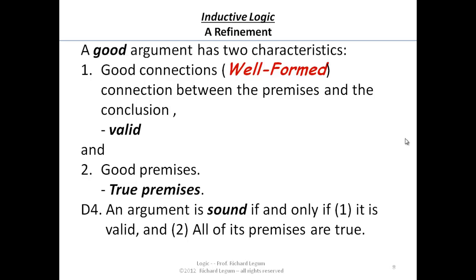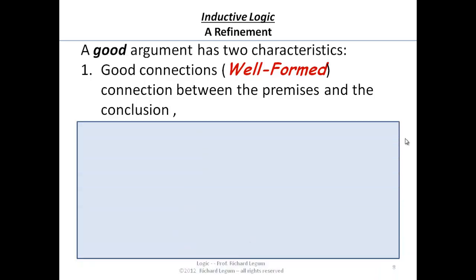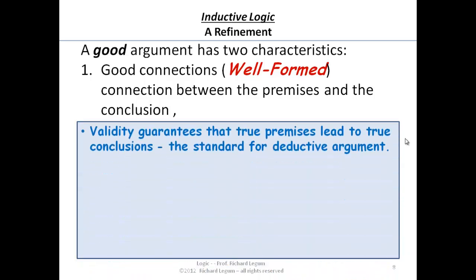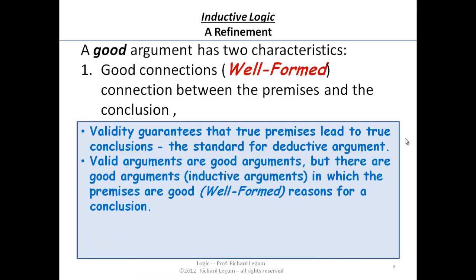And notice so far we've had the definition: a good argument has 2 characteristics: good connections between the premises and conclusion, well formed, which we said was valid, and good premises, true premises. So a good argument is a sound argument according to that definition. But notice when we're looking at validity, validity guarantees that true premises lead to true conclusions. And that's the standard for what we call deductive arguments, because in a deductive argument, the truth of the premises guarantees the truth of the conclusion.